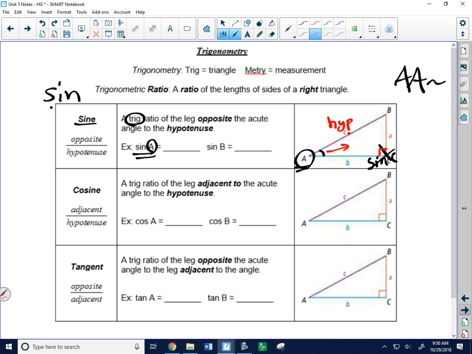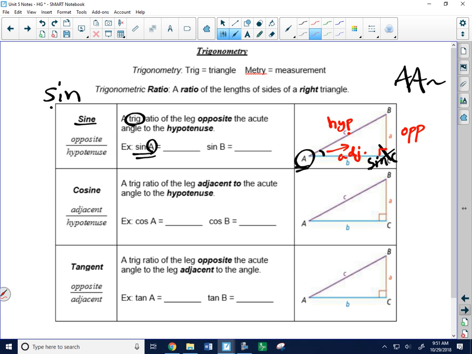Then we've got the opposite side. So from angle A, opposite would be over here. I'm going to label it as the OPP. Now the leftover side is the side that is not the hypotenuse, but it is next to angle A. It's the B on the bottom here. Next to is adjacent. So we call this one here the ADJ, the adjacent side.